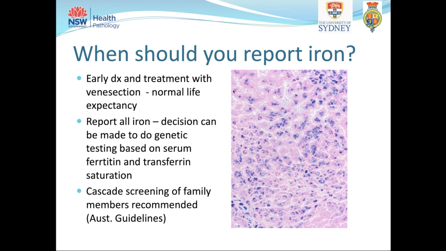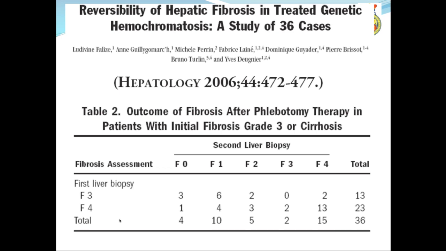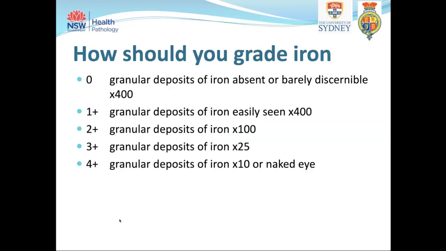I would say always, because even early treatment with venesection leads to a normal life expectancy in these patients, and the gastroenterologist can decide whether to do further testing. And certainly in Australia, once you diagnose an index case, cascade screening of family members is recommended. And as I said, it is treatable, and in fact the fibrosis has been shown to be reversible in some studies. And we grade iron using this 4-tiered system from Scheuer.